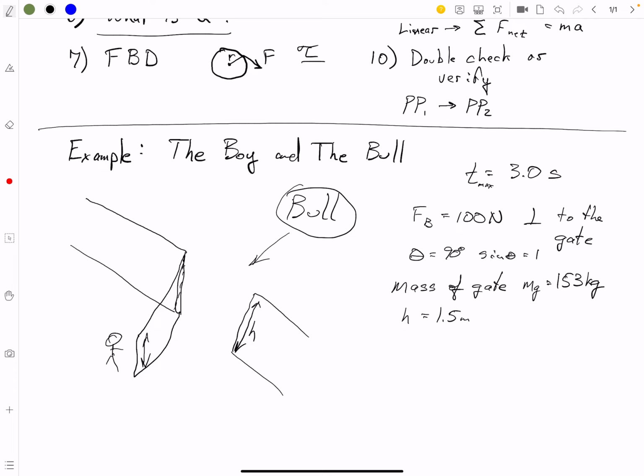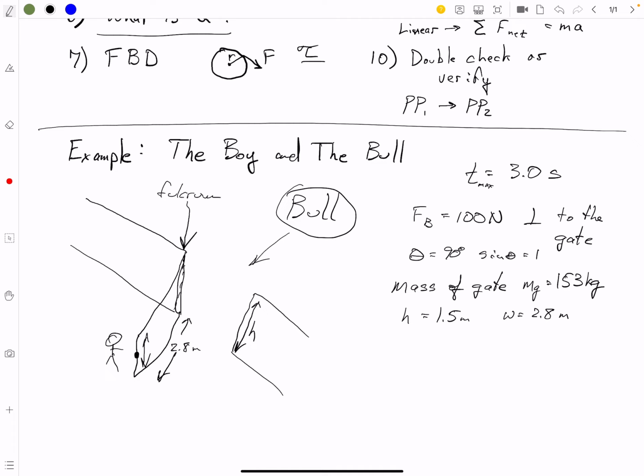We also know that the gate is 2.8 meters wide. Okay, so the width is 2.8 meters. This poor boy, he's got his work cut out for him. I don't know. Better not let it out. So where's the boy applying his force? Of course he's applying it right here. Exactly 2.8 meters away from the fulcrum point, which is right here. Okay, this is the pivot point or fulcrum.